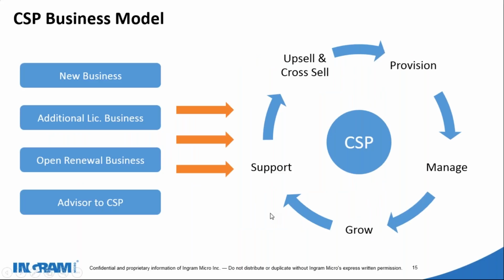Now, where do you look for business? You need to look for these four things. All new business you're trying to pick up, you can move straight to CSP. Any additional license business, any request from an existing customer, you can move straight to CSP. All renewals of open business, you can move straight to CSP. And if you have any advisory business you want to move to get more benefits, you can move that to CSP.